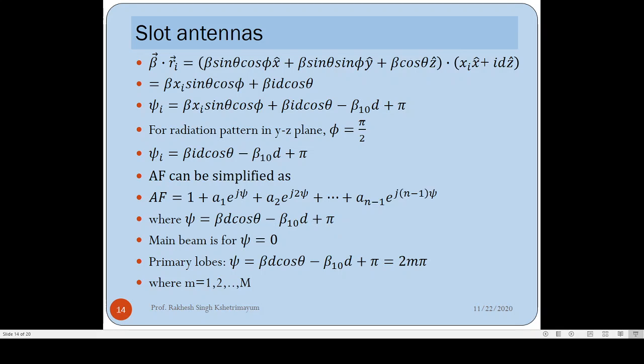And you know that main beam is for psi equal to 0. You can easily find out the main beam location by putting psi equal to 0. But we also have primary lobes, and you know from antenna array theory that primary lobes occur at psi equal to 2m pi. So if you equate psi, which is actually βd cos theta minus β10 d plus pi, equal to 2m pi, where m is a natural number from 1 to capital M.